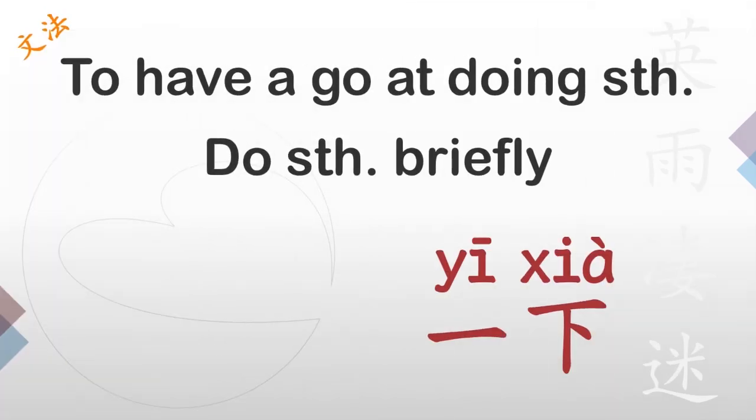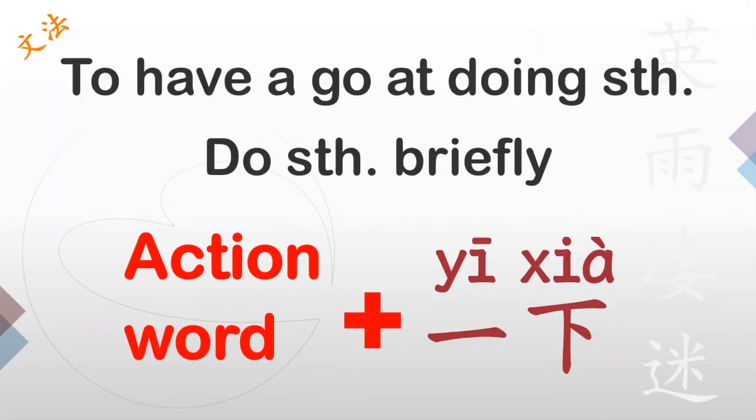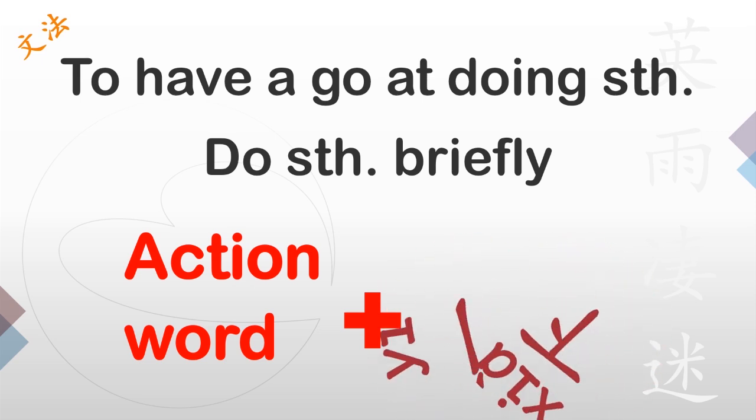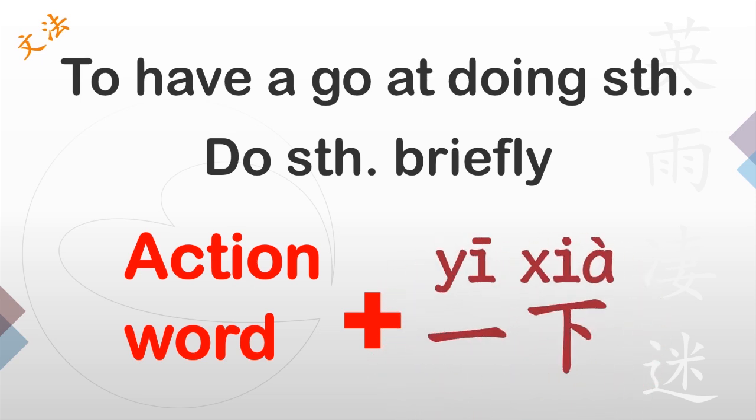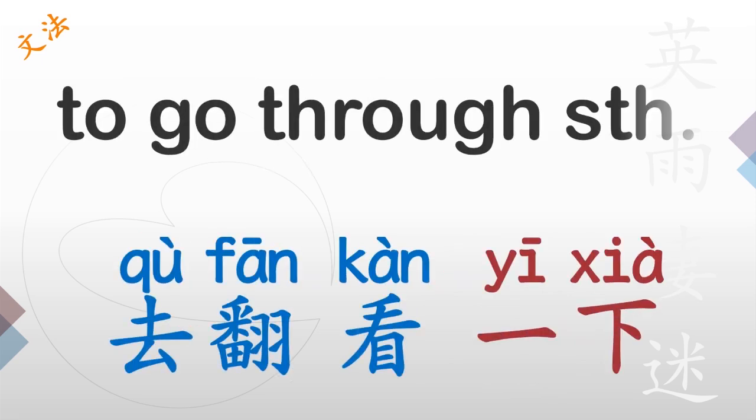一下 is often added after an action word to mean that the action will happen just briefly or not taking too much time. You add this especially when you are asking people to do something for you and that you won't bother them for long. 去翻看一下 To go through something.